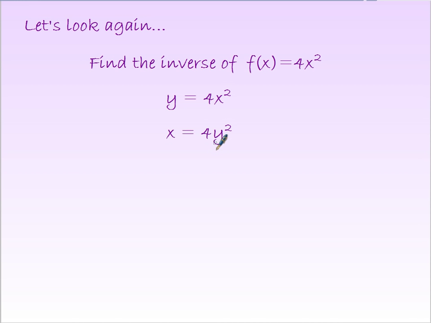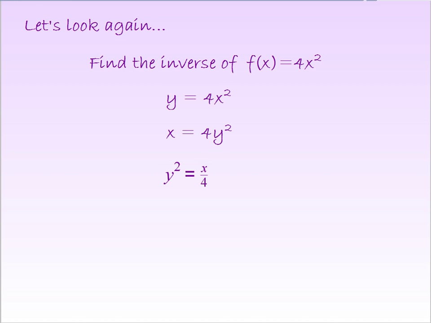Now remember, I'm trying to isolate y, so I need to get rid of the times by 4 and the power of 2. Now in order of operations, powers or exponents come before multiplication. So when I do inverse operations, I need to go in reverse. I need to get rid of this 4 before I can get rid of the squared. So I'm going to divide both sides by 4, and then the opposite of a square is a square root.